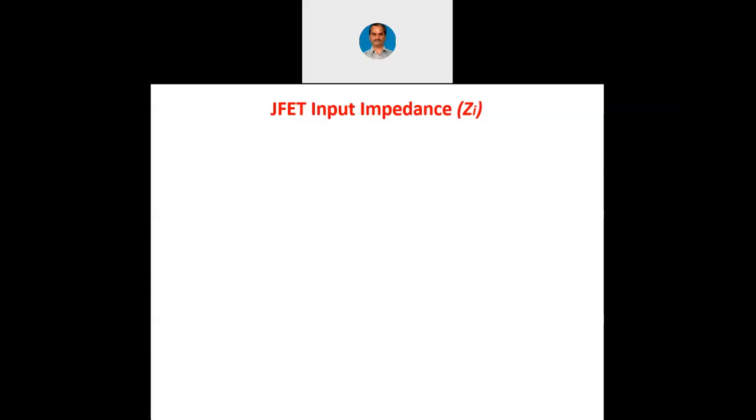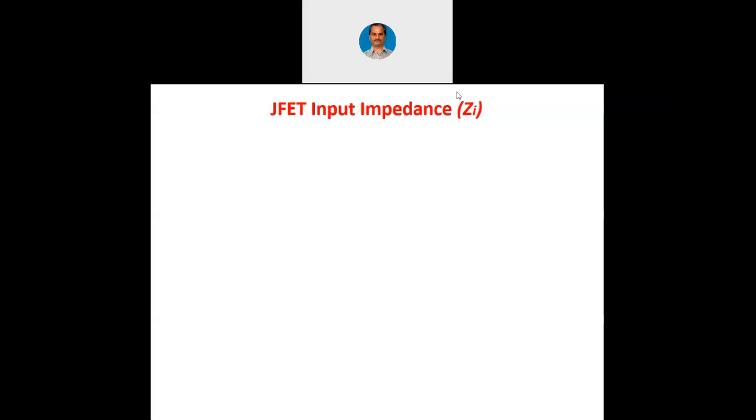So let us see what is the case of input impedance with the JFET. Now we can immediately come to a conclusion that JFET will have a larger input impedance when compared to BJT. Can anybody tell me why?